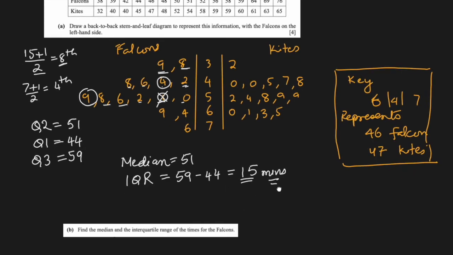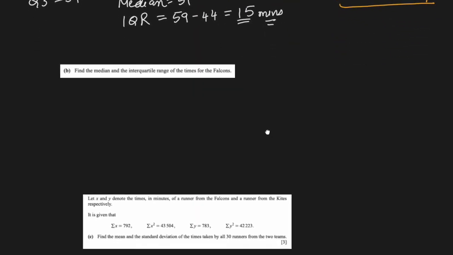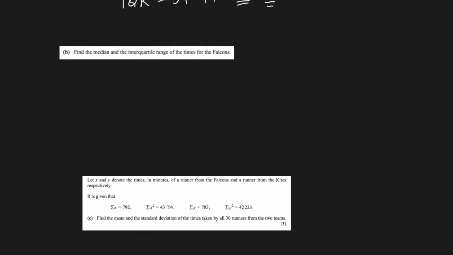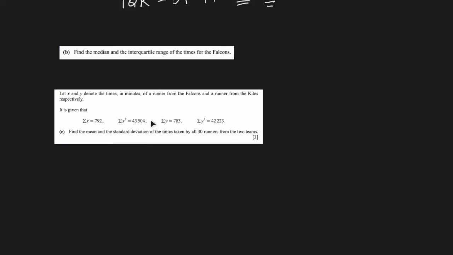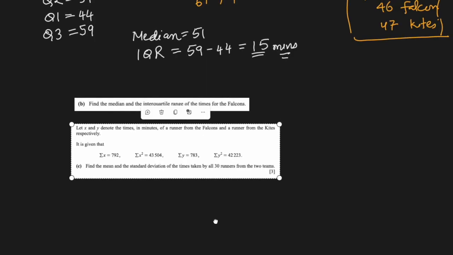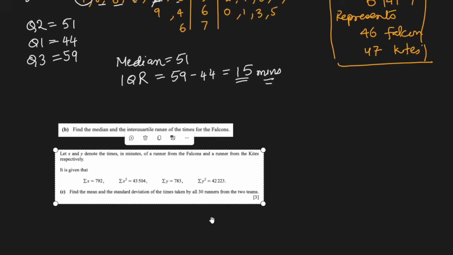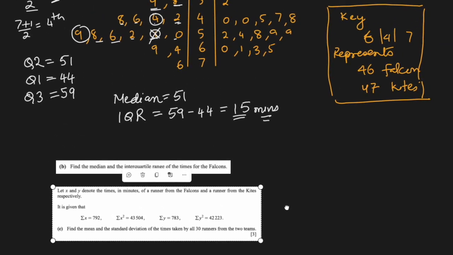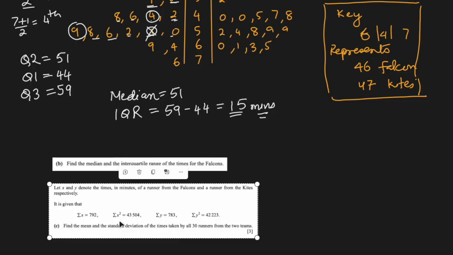Alright, the next one. Let X and Y denote the times in minutes of a runner from falcons and a runner from kites respectively. Understood? Sigma X, they have already added it, 792. So they have not let us do it. They have saved our time by doing this. Sigma X is given to us. Sigma X square is also given, sigma Y is given, sigma Y square is given to us, all of them.